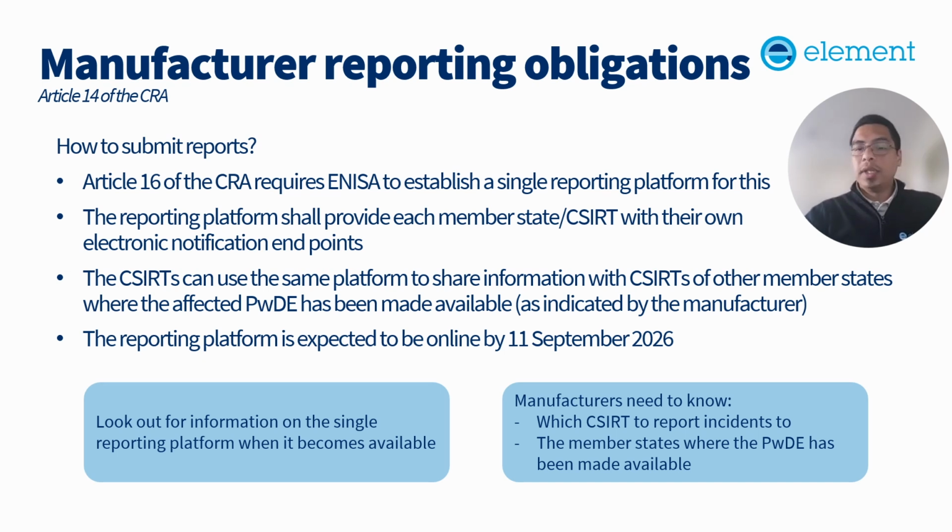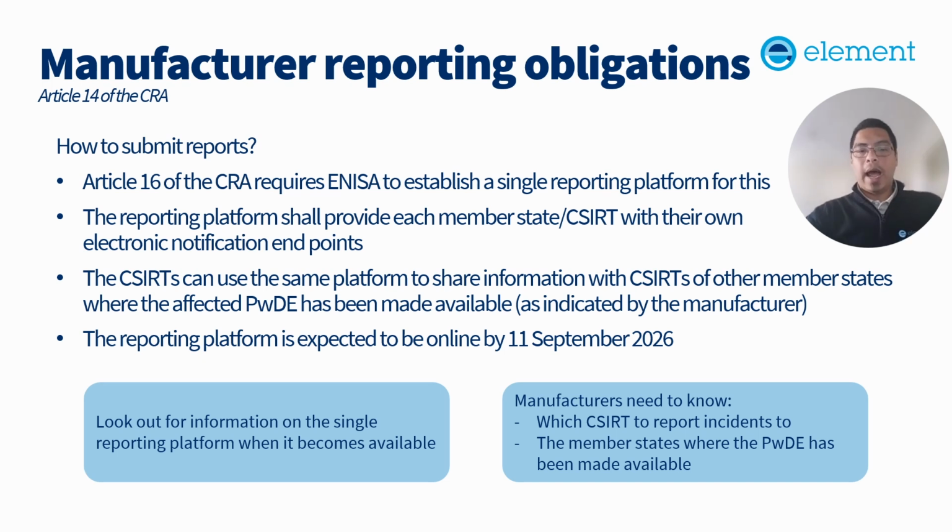And the CSIRTs will use this same platform to circulate information with ENISA and the other CSIRTs to other member states, maybe, where that product with digital elements is available. So as a manufacturer, you report to one CSIRT, and then that CSIRT informs the other CSIRTs so that in each member state where the affected product is available on the market, the CSIRTs can be aware of the incident or exploited vulnerability.